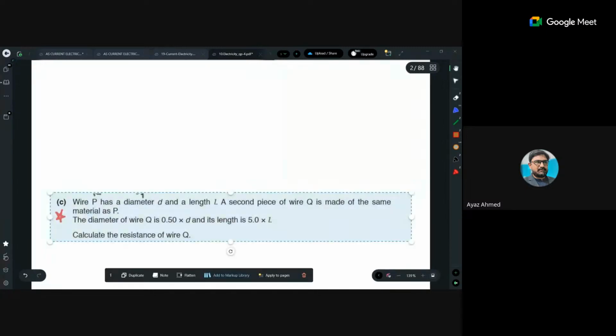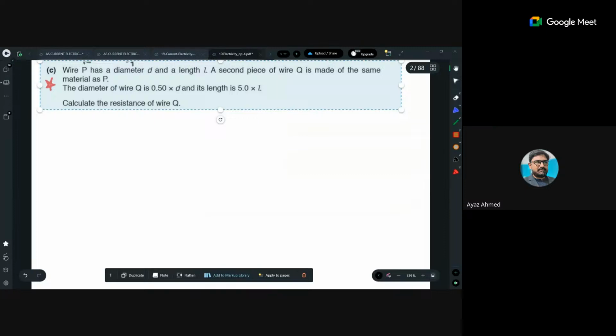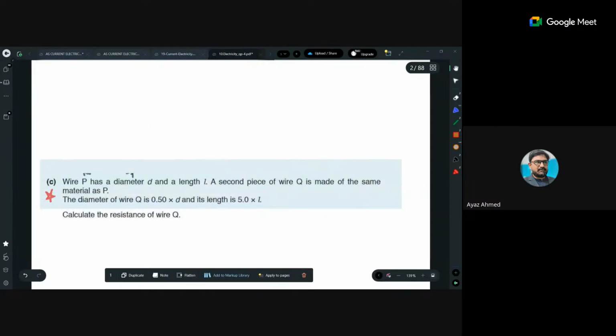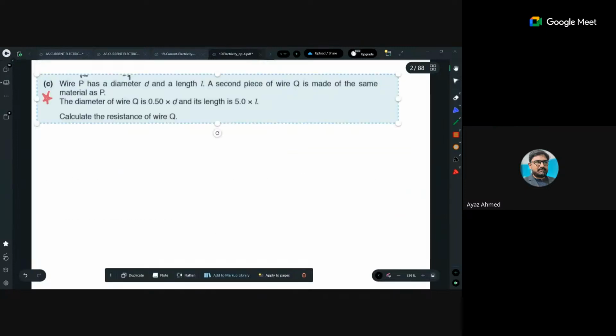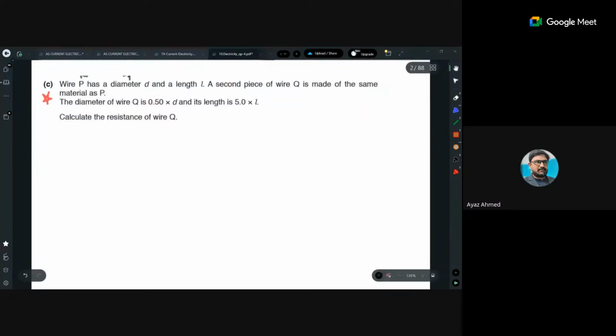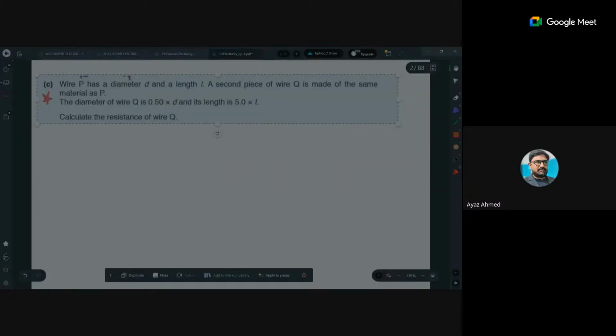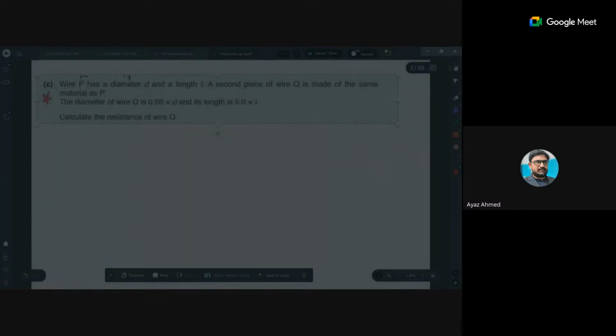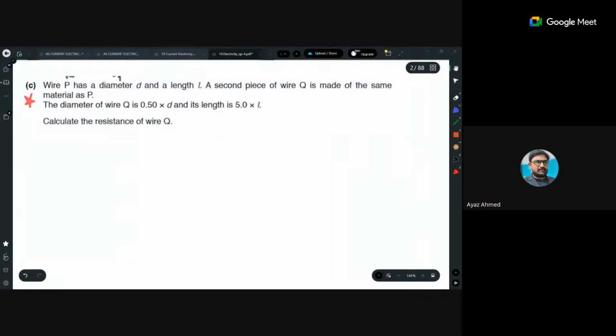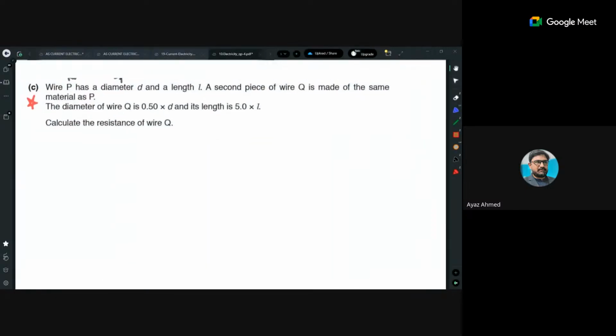Yes, this was the question. So I will discuss that question. Why did I put that all on the blank page? Because that question needs some detailed discussion. Now see, a wire P has a diameter D. Any question?